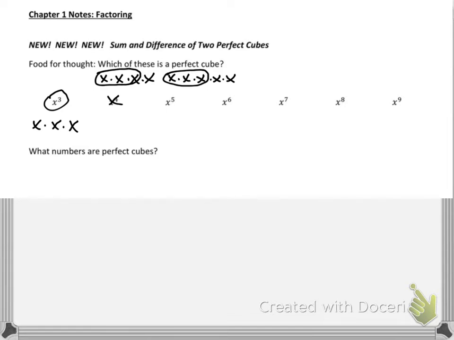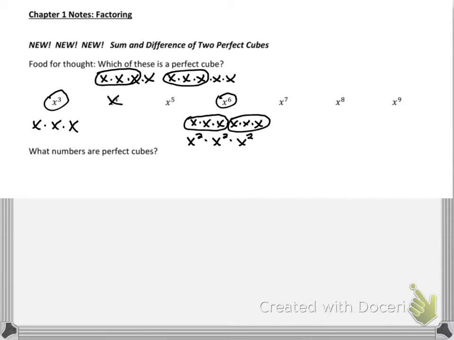So what about x to the sixth? Well, that's 1, 2, 3, 4, 5, 6. So now we have two perfect sets of 3 x's. So x to the sixth is a perfect cube. Okay, we could also write it as x squared times x squared times x squared, if you want to think about it that way.